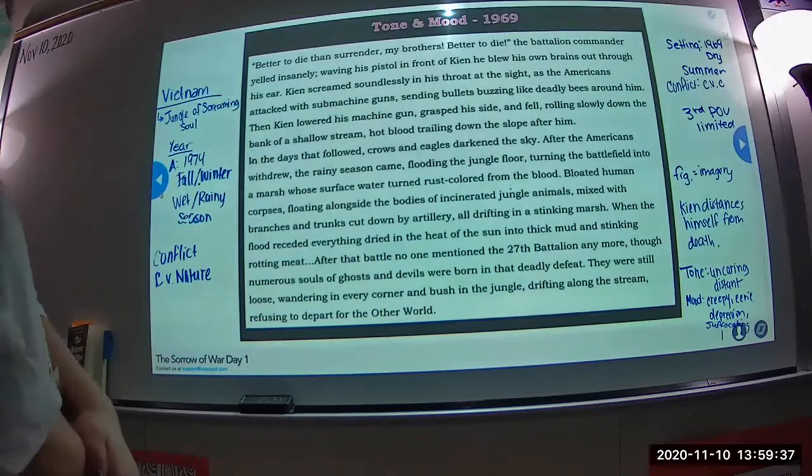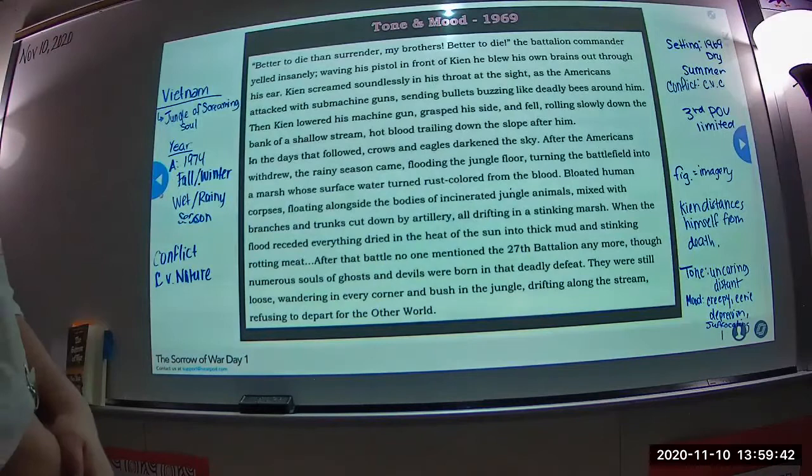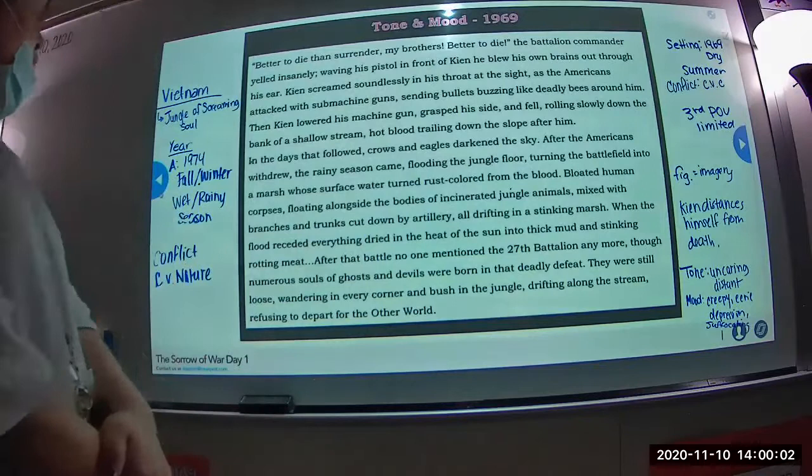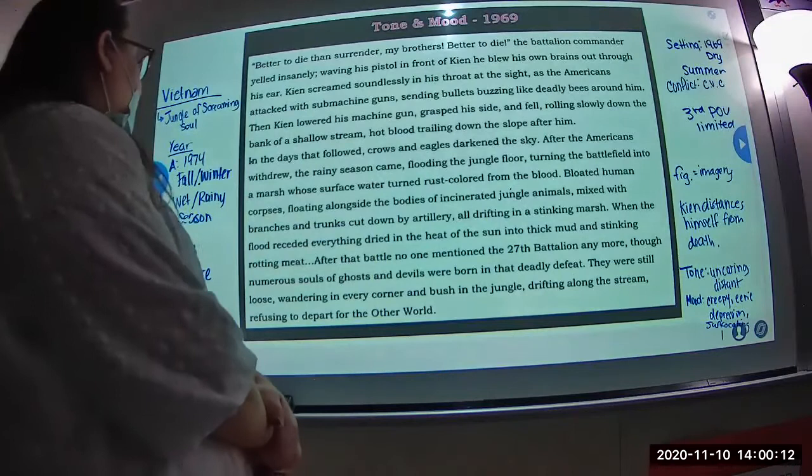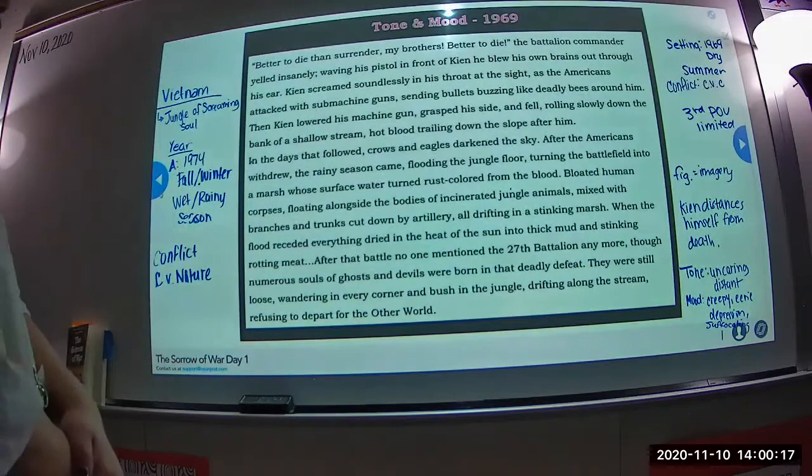In the days that followed, crows and eagles darkened the sky. After the Americans withdrew, the rainy season came, flooding the jungle floor, turning the battlefield into a marsh whose surface water turned rust color from the blood. Loaded human corpses floating alongside bodies of incinerated jungle animals mixed with branches and trunks cut down by the artillery, all drifting in a stinking marsh. When the flood receded, everything dried in the heat of the sun into thick mud and stinking, rotting meat. After that battle, no one mentioned the 27th Battalion anymore. Though numerous souls of ghosts and devils were born in that deadly defeat, they were still loose, wandering in every corner and brush in the jungle, drifting along the stream, refusing to depart for the other world.